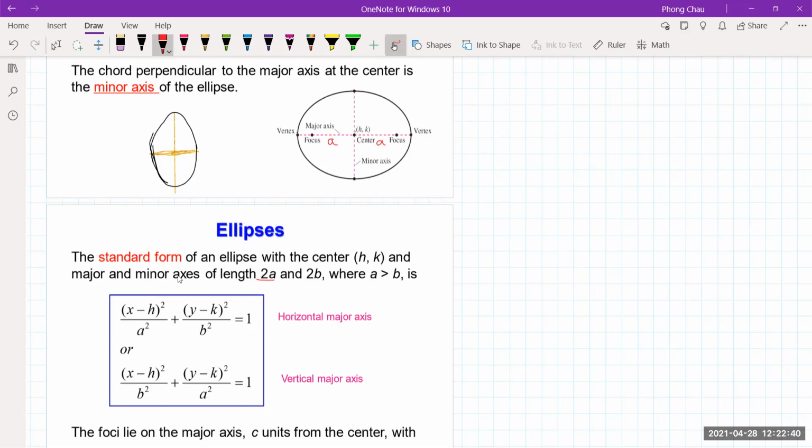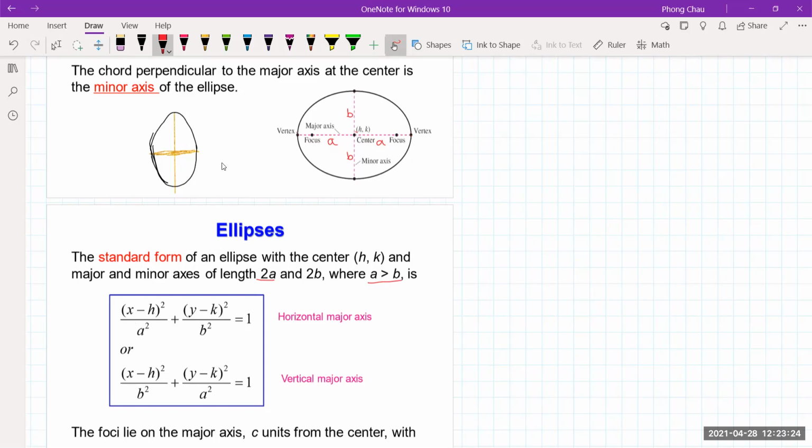And then the minor axis has length 2b, which means the distance from the center to this point here has length b. Notice that a has to be bigger than b, right? a is longer than b. Then the formula will be (x minus h) squared over a squared plus (y minus k) squared over b squared equals 1. Again, (h, k) is the location of the center, a is its length, b is its length.